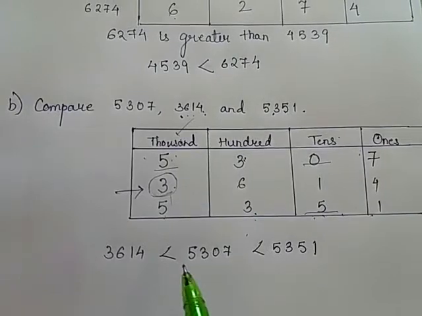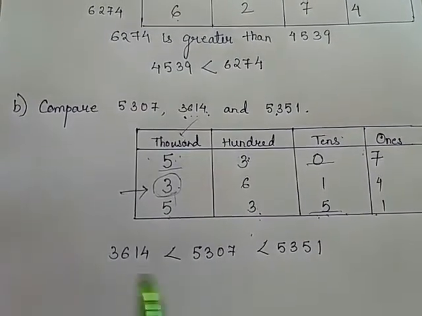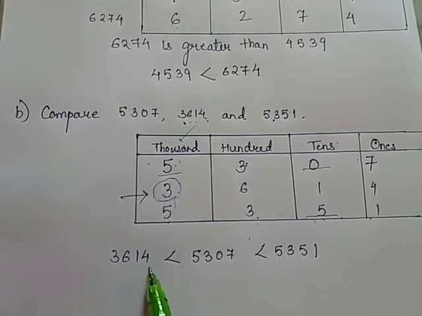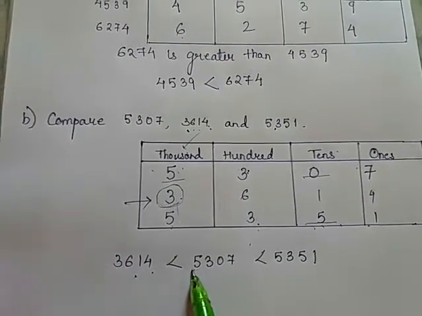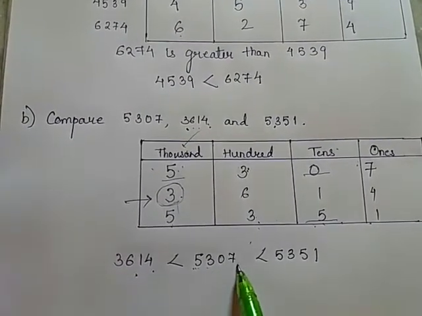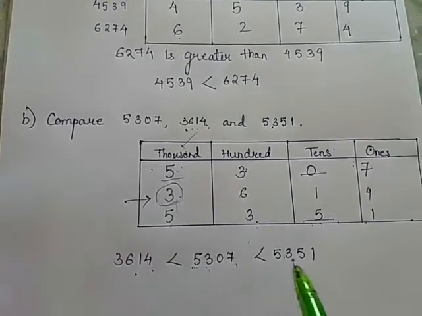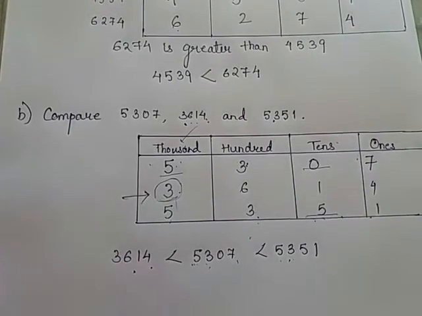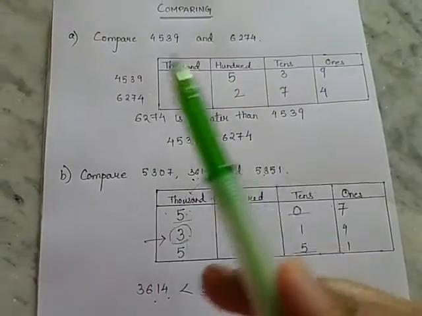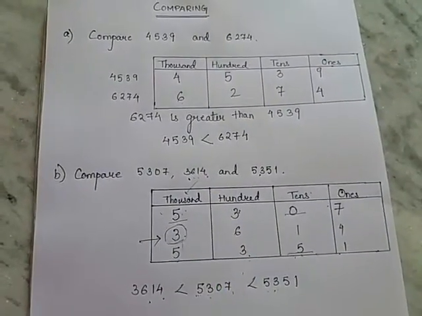So this is how we can write it. That is, 3614 is the least one. Then comes 5307, that is the middle one, and the bigger number is 5351. This is how we compare different numbers.